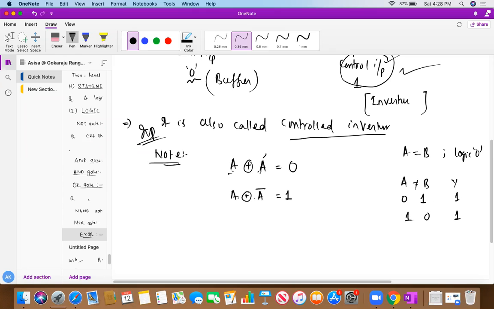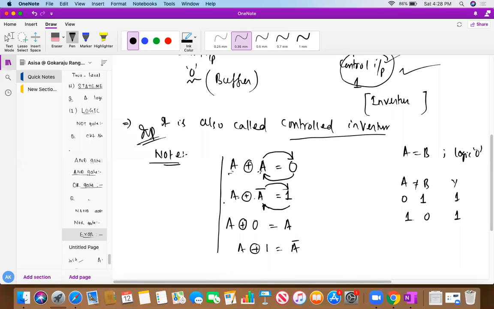See here, if I change this input and bring it over here, what will happen? A XOR 0 will also give us A. Understand? Similarly, if I change it over here and change this to 1, then A XOR 1 will give me A bar.